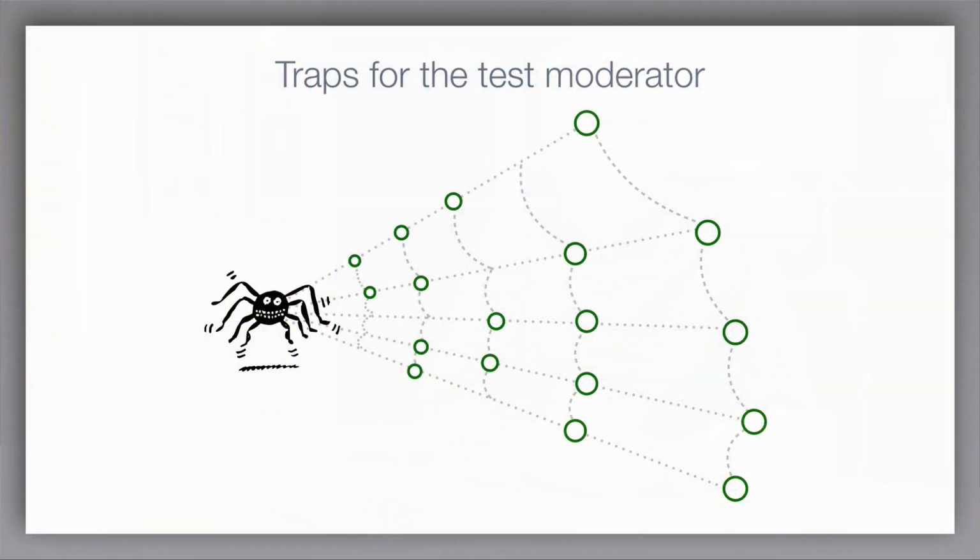So instead of going into too much detail, I thought what I would do is instead highlight some common traps that I see test moderators fall into, in the hope that you'll be able to avoid these when you run your own studies. I've even put together a graphic for you to have a look at. Here it is. I've called it traps for the test moderator, and I think there are 5 of them.